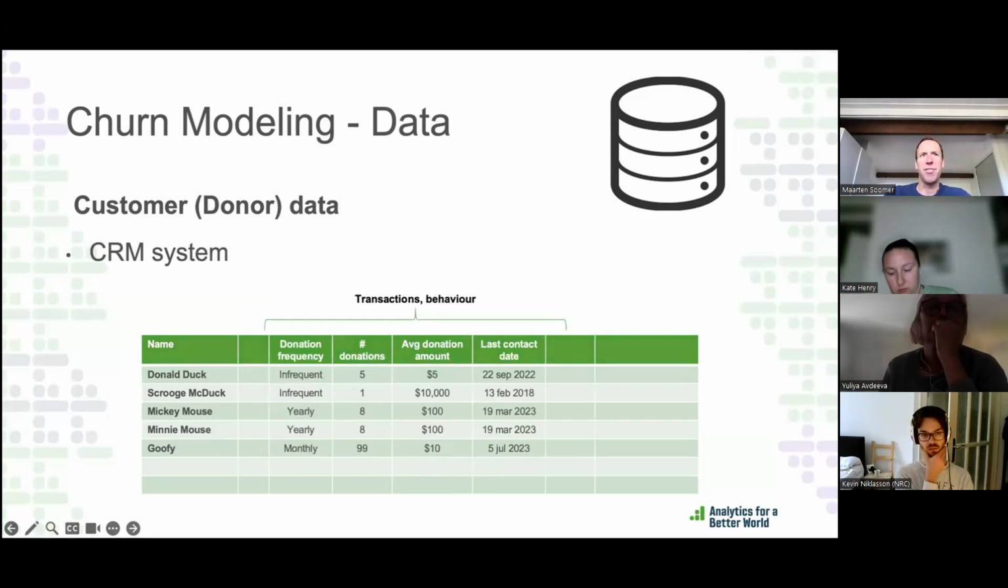It's more about their behavior, the transactions or the donations they have done in the past. How often are they donating? What's their average donation amount? When was their last donation? When was the last time they were in contact with us? Maybe they had a complaint, or they interacted with customer service, or we called them to do some upsell. It's even usually more powerful than the demographics. The demographics can help, but this is really powerful, of course.